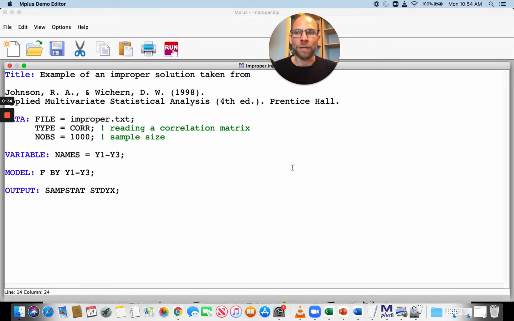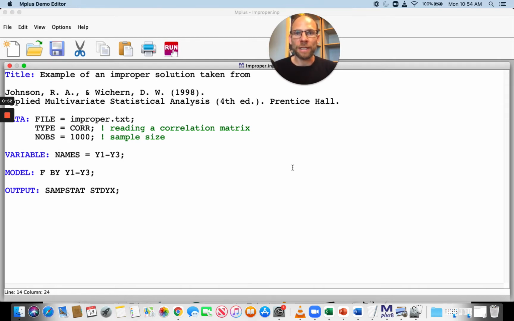So here I'm going to analyze a very small correlation matrix that is taken from an example discussed in the book by Johnson and Wichern, 1998, Applied Multivariate Statistical Analysis. In this book, they presented an example of a correlation matrix that leads to an improper solution when you analyze this correlation matrix with a single factor model.